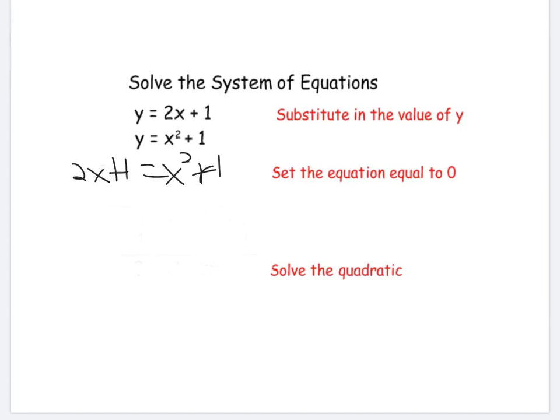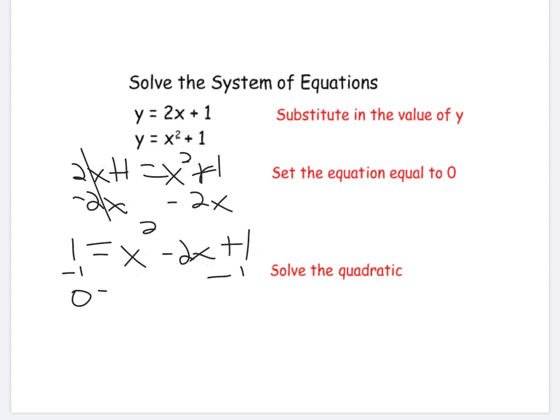Now remember, when we solve a quadratic equation, it has to be set equal to 0. So I want to set this whole thing equal to 0. That means I need to move everything to one side. So I'm going to subtract 2x from both sides. They cancel out. I'm left with 1 equals x squared minus 2x plus 1. And then I'm going to subtract 1 from both sides. That's 0, which is what we want. And then I have x squared minus 2x. And then I don't have a value there because 1 minus 1 is 0.